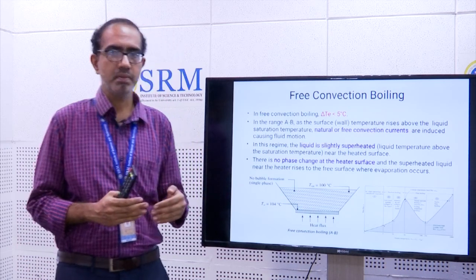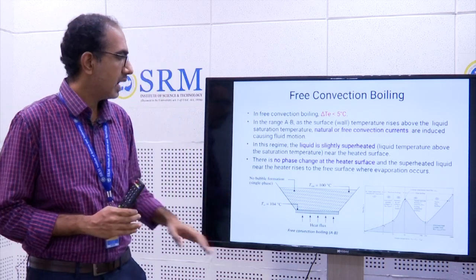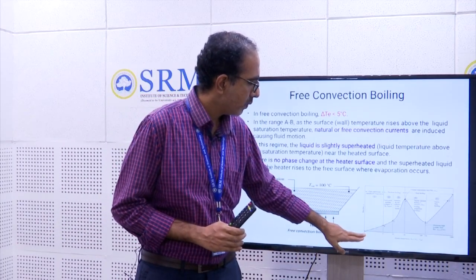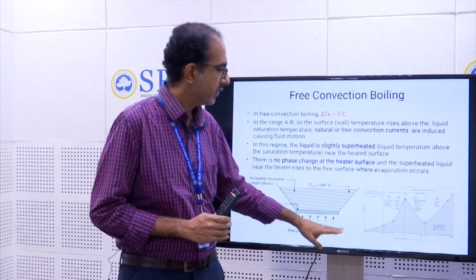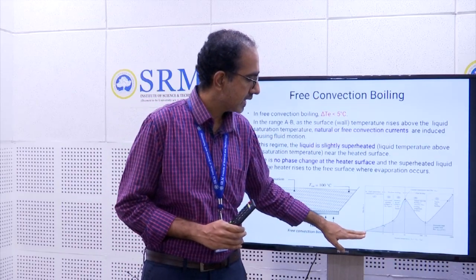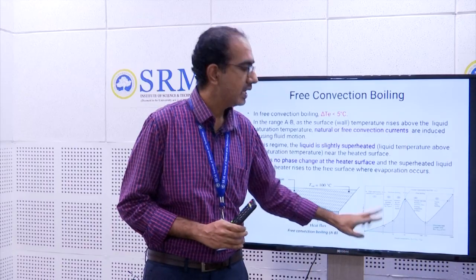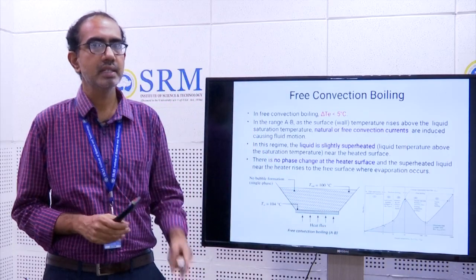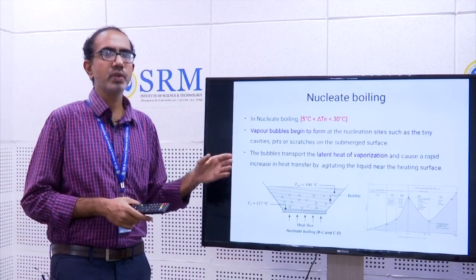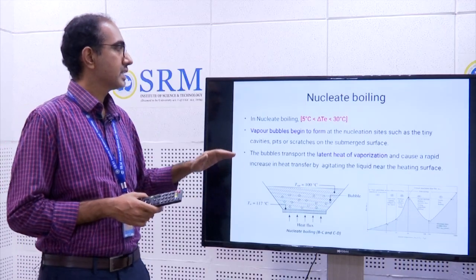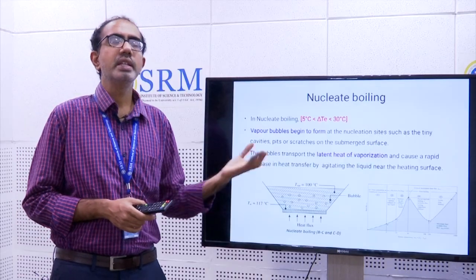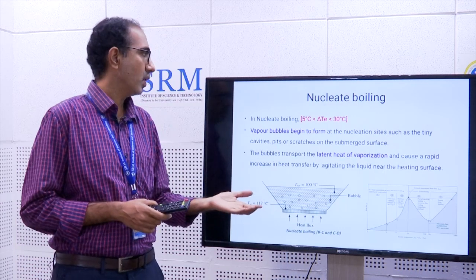So, no phase change will occur, and in this graph we can see that the region between 1 and 5 is going to be free convection boiling. Here we can see that as the excess temperature is increased, the heat flux is also increased in this region. Next is nucleate boiling. If the excess temperature is between 5 degrees Celsius and 30 degrees Celsius, then we call it nucleate boiling.